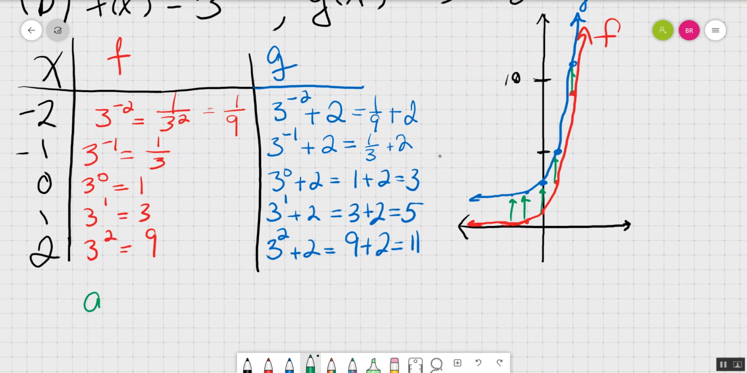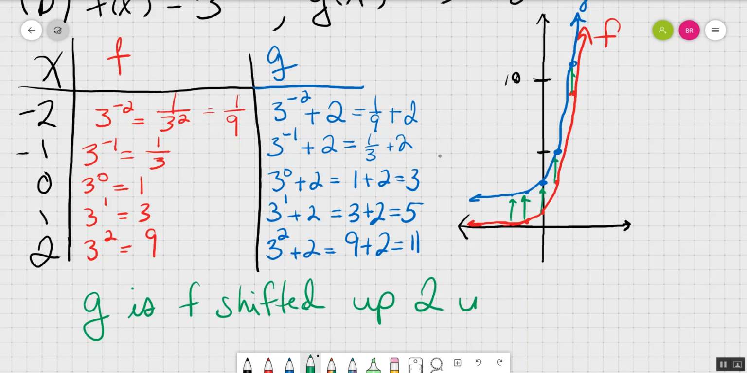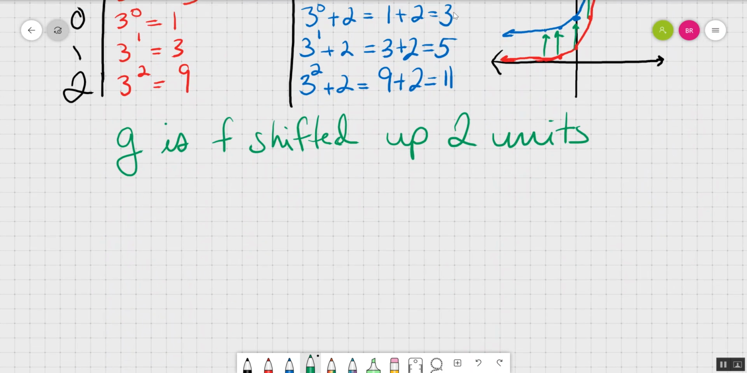So what's happening? g is f shifted up 2 units. So I'm hoping what you see is if I add outside the exponent, it moves you vertically. And if I add inside the exponent, it moves you horizontally. Let's make note of that real quick.